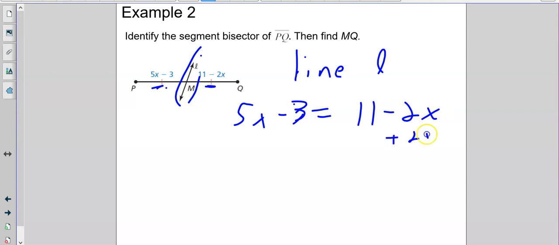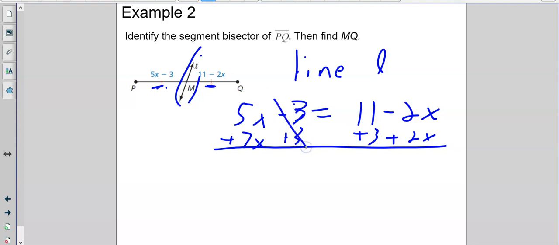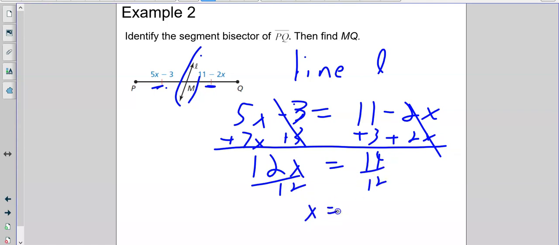All right, well, I'm going to add 2x to both sides. And actually, for space, if you want to do them both at the same time, you can. I'm going to add 3 to both sides. That's going to get rid of the number on this side and the x on this side. So 7 plus 5 is 12x equals 11 plus 3 is 14. So now when I divide by 12, x is 14 over 12, or 7 over 6.